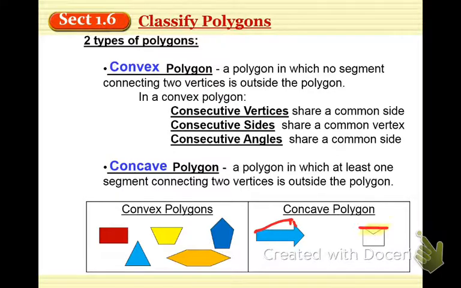These 2 points share a side. Consecutive sides share a vertex. And consecutive angles share a side. Any questions on convex and concave? They did the same thing I did. You can see where they drew the lines.